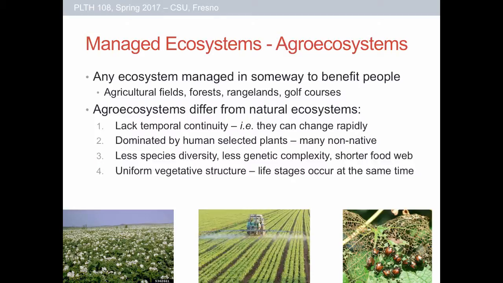You have uniform vegetative structure. Because we essentially want to harvest the entire thing at the same time, we don't plant some tomatoes one month and then a month later plant some others. We want to plant them all at the same time, so we only have to hire someone to pick them once. Well, that's not necessarily true in tomatoes, but you can spend less time harvesting. Whereas in natural ecosystems, you tend to have plants at all sorts of different life stages at any given time.